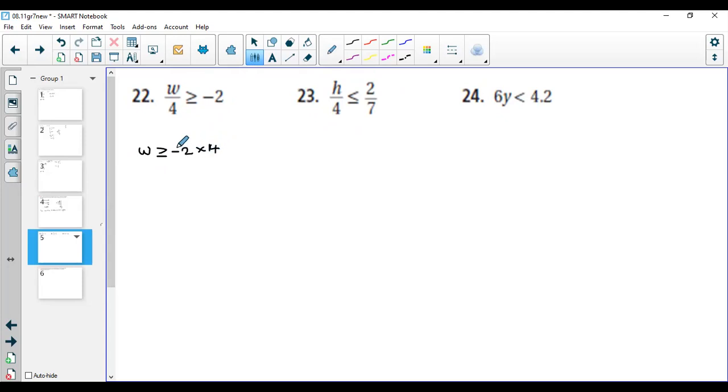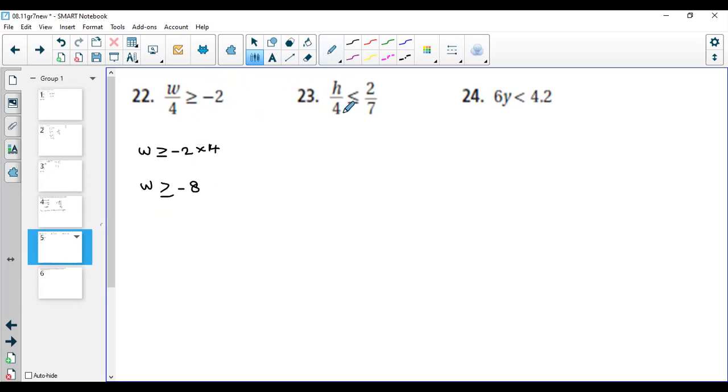Now you might be wondering, why did I not change the sign? I told you the number with which you are multiplying or dividing should be negative, not the number which is already on the other side of the sign. The number which we are moving to the other side should be negative. Here it is positive, so the sign stays the same. This is going to be -8. So W is greater than or equal to -8.